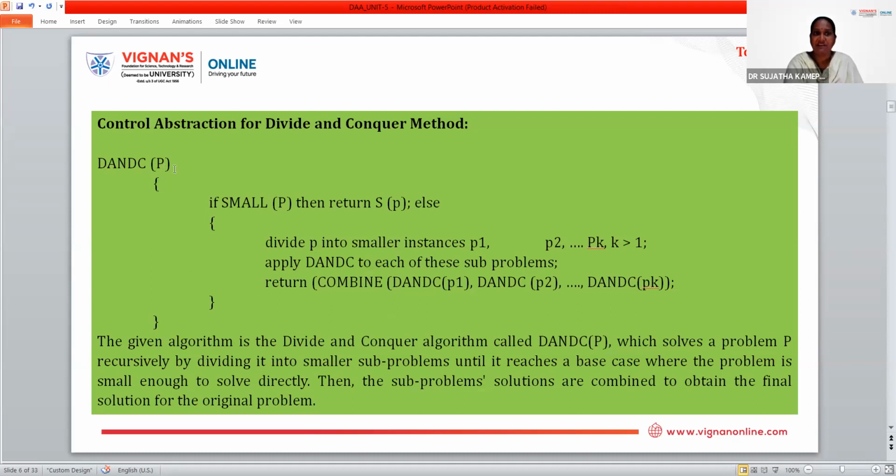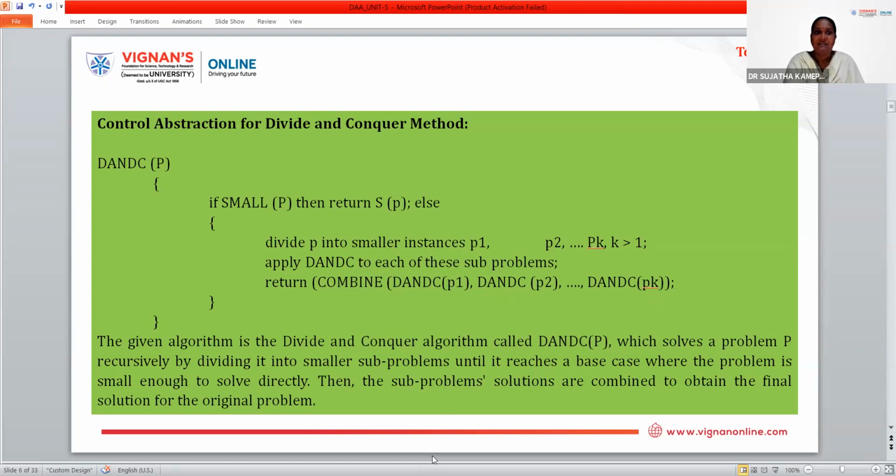Here you can see divide and conquer of P. If small of P, then return S of P, else divide P into smaller instances P1, P2, and so on, Pk, k greater than 1, and apply divide and conquer to each of these subproblems. Return combine of divide and conquer of P1, divide and conquer of P2, and so on, divide and conquer of Pk.